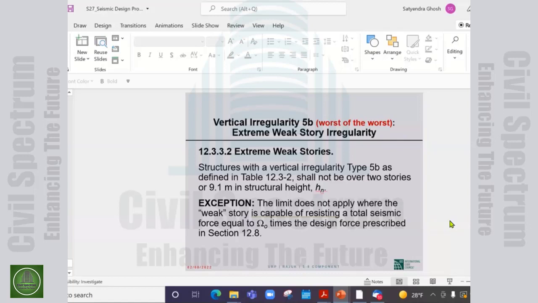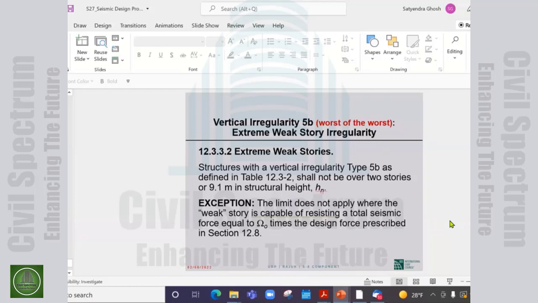The columns meeting at a joint, the combined flexural strengths of the columns meeting at a joint must be at least 120% of the combined flexural strengths of the beams meeting at the same joint. In a tube, the beams are very deep. Columns are closely spaced. So in a tube structure, you cannot satisfy the strong column weak beam requirement.